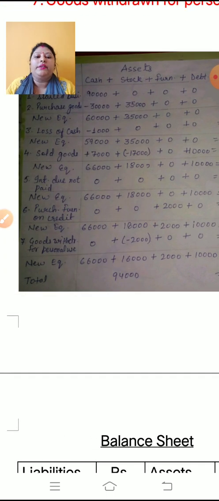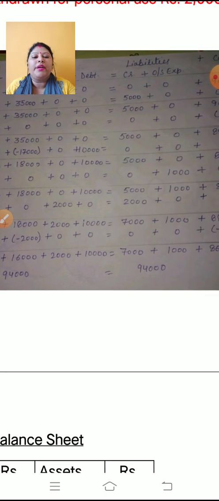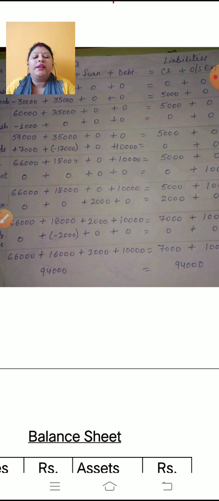Next is interest due not paid. It means outstanding expense, and the outstanding expense column you have to make on the liability side. Okay. Interest due not paid. So here the amount is not paid, so no need to do anything in the cash column. So the asset side remains the same. Do not do anything on the asset side. On the asset side you have to put 0.